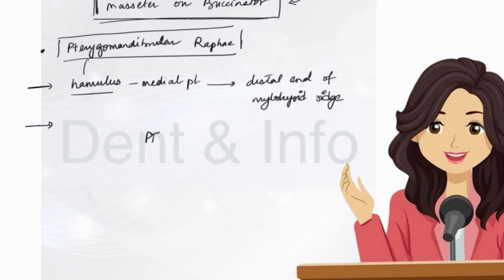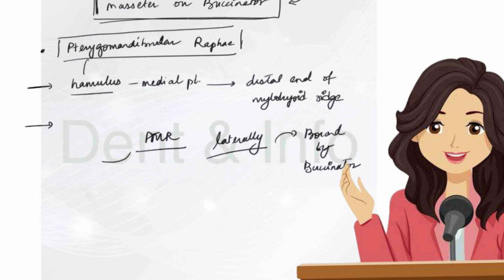What is it actually? Pterygomandibular raphe. If we see laterally, it will be bound by buccinator. Because if you see mandible as a whole, the raphe comes downwards like this. On the outer side is buccinator. On its outer side is again masseter. On the inner side, pharyngeal muscles will come. So laterally, it is bound by buccinator. Right, but medially, it is bound by one pharyngeal muscle, which is your superior constrictor.